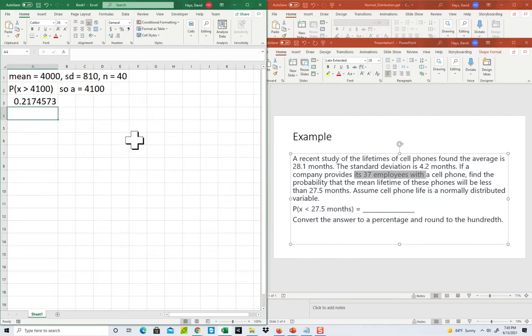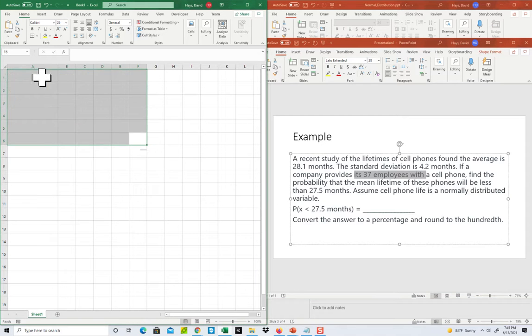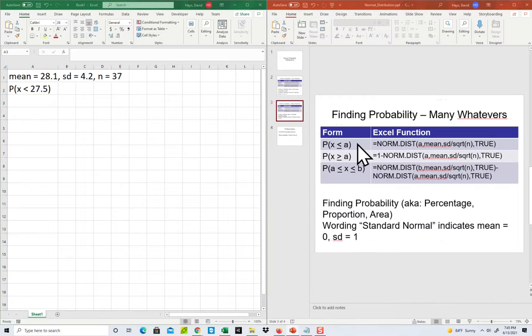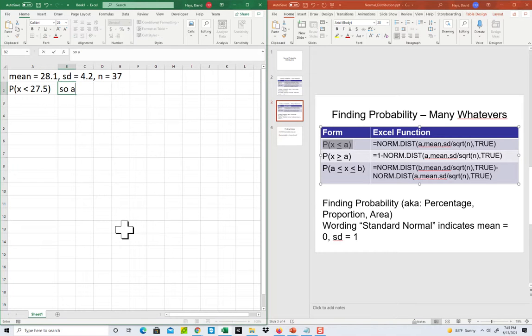Okay, so let's write down everything we've got. Mean is 28.1. Standard deviation is 4.2. N is 37. And we want the probability that x is less than 27.5. That's the first form here. So whatever number follows your less than is your A. So A is equal to 27.5.